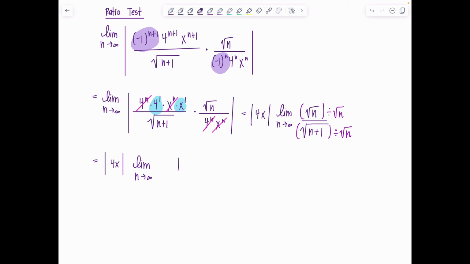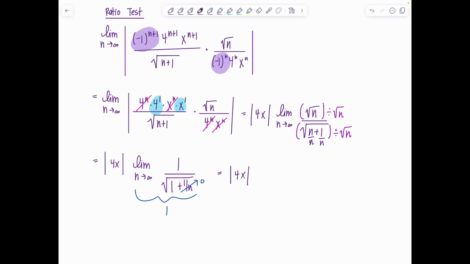I'm just going to have 1 over, when I divide by rad n, this is going to basically become n underneath the radical. So I have rad 1 plus 1 over n. Yes? Yeah, I hope you're saying yes over there. Okay, so then this goes to 0. This whole limit's just 1. And then I'm left with absolute value of 4x. Beautiful.